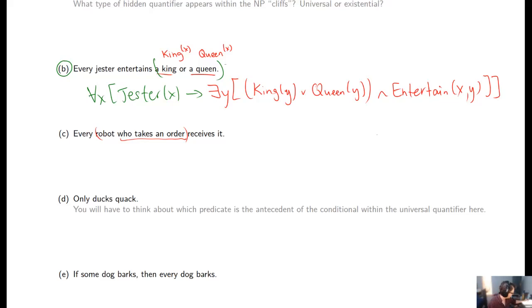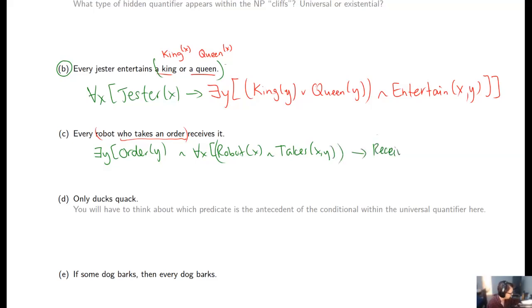So you could say something like there is an order and for every robot X. So there is some order Y, and for every robot X, such that, well, X is a robot and X takes Y. So the robot takes the order. That's important. Then the robot receives the order. So X receives Y. That is one way of doing it.